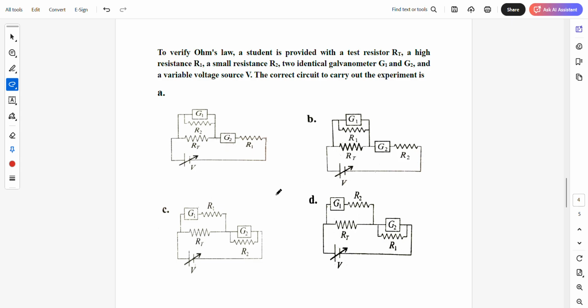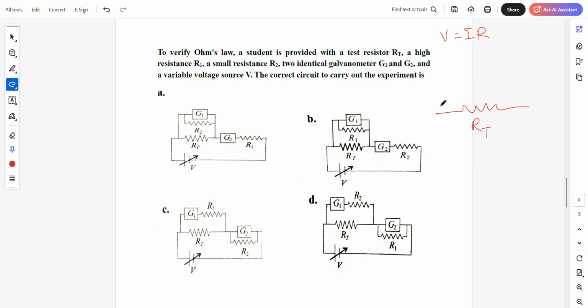Next problem, let us see. To verify Ohm's law, a student is provided with a test resistor RT, a high resistance. This is the test resistor RT. He is verifying Ohm's law, V is equal to IR. Okay, Ohm's law, right?